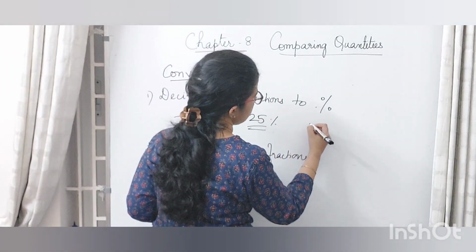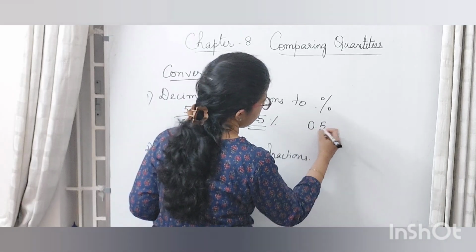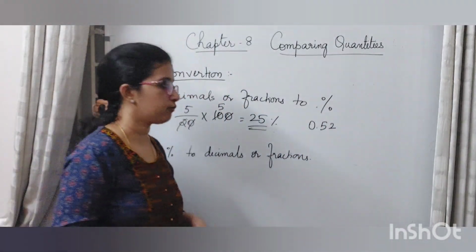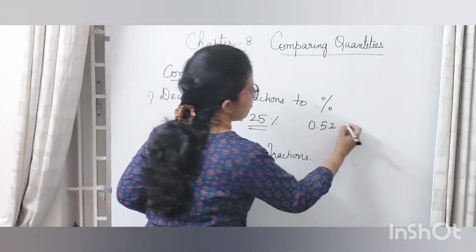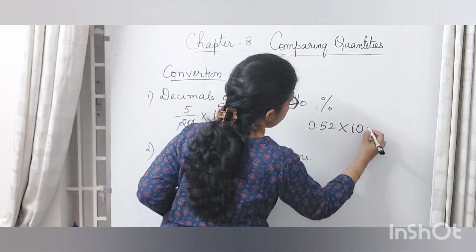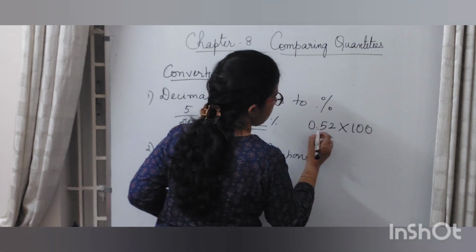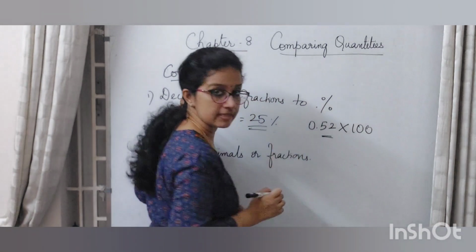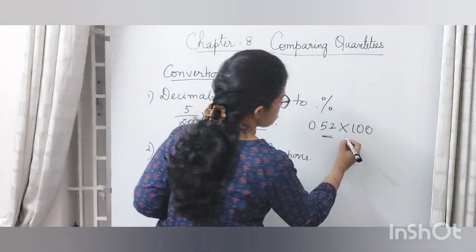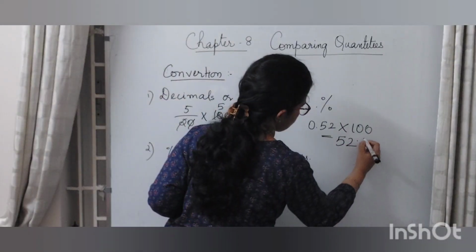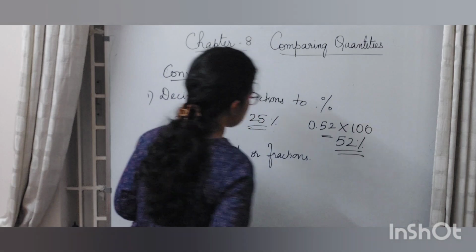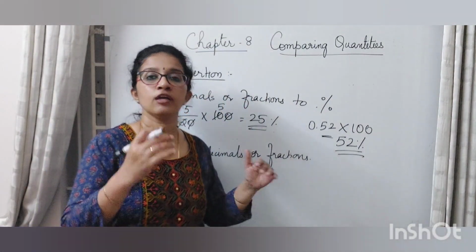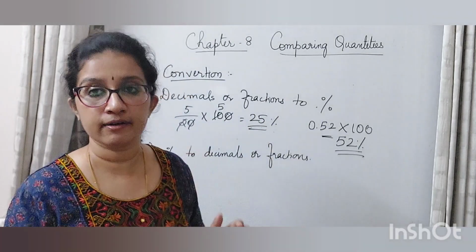Again, take a decimal. For example, 0.52. If we want to convert this into percentage, again what we have to do? We have to multiply this by 100. What will happen if you multiply by 100? Decimal point will shift 2 places to the right. So the answer is 52%. Clear? So whenever we want to convert decimals or fractions into percentage, we have to multiply by 100.